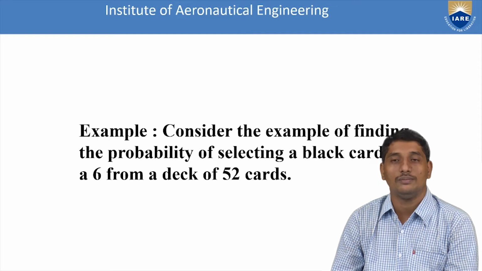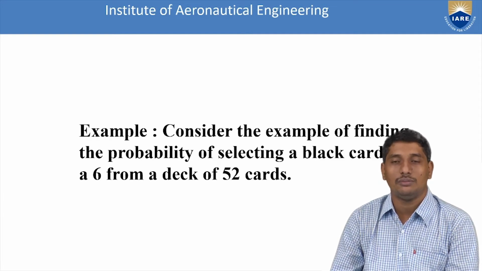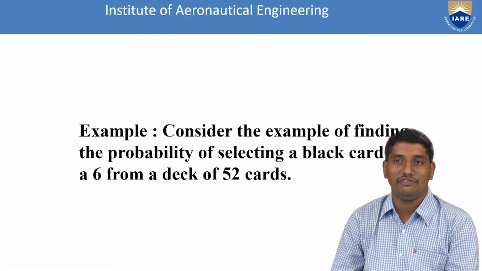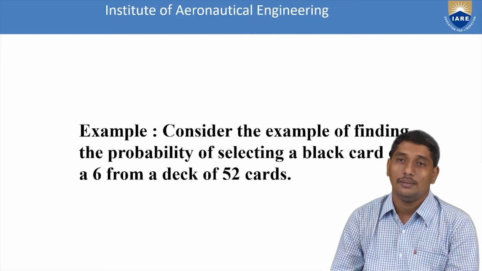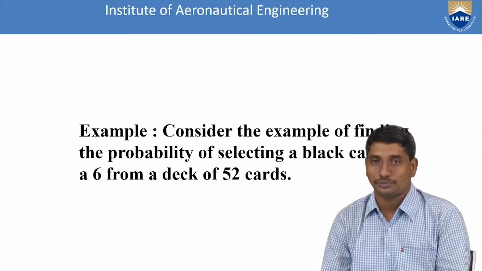4 threes are 12: 3 from spades, 3 from diamonds, 3 from hearts, 3 from clubs. 4 threes are 12. So red faces will be 6 and black faces will be 6. So this is the composition of 52 cards.